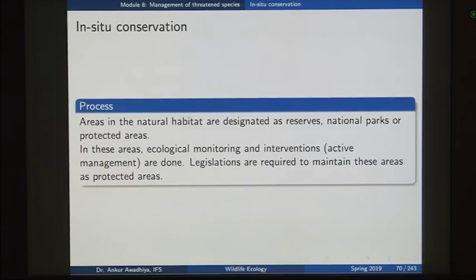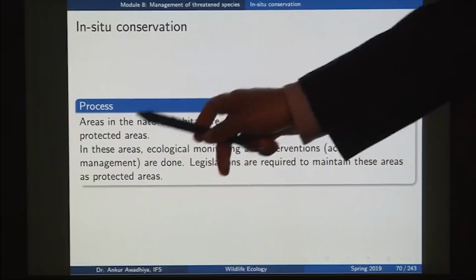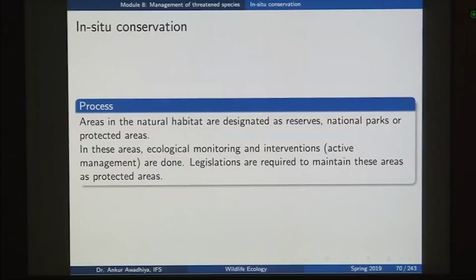So, the process of in situ conservation would be that areas in the natural habitat are designated as reserves, national parks, or protected areas. So, you classify the natural habitats, or you look for those areas in the natural habitat that you can classify as reserves, national parks, or protected areas. And then in these areas, ecological monitoring and interventions, that is active management, are done, and legislations are required to maintain these areas as protected areas.